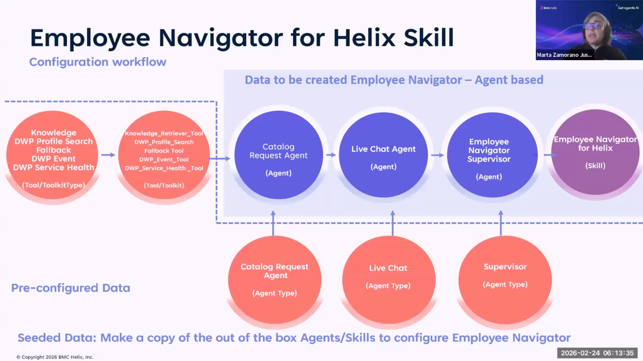Finally, we create the Employee Navigator for Helix skill. The skill is the routing logic that brings everything together and connects to Digital Workplace. It is assigned to the Employee Navigator supervisor agent. By following this architectural order, remember always: toolkit type, toolkit, agent type, agent, skill, we ensure that the final conversational agent is completely configured with all the necessary capabilities to ask your request in Employee Navigator.